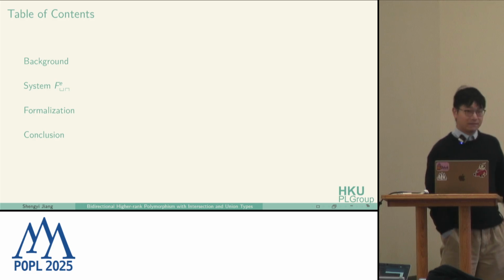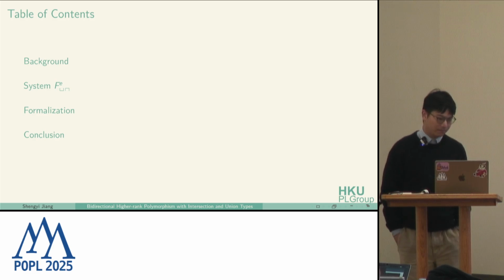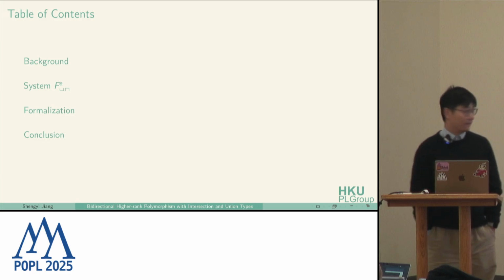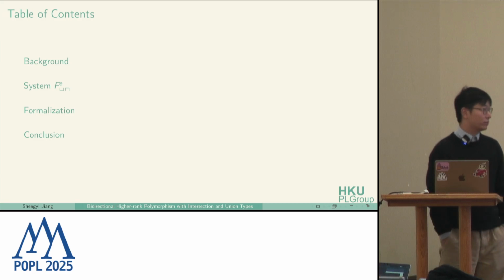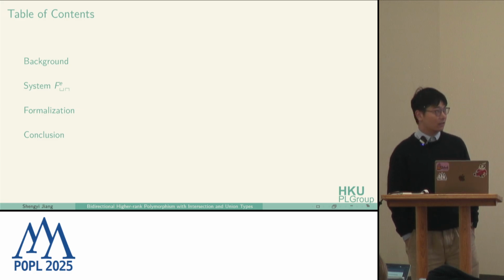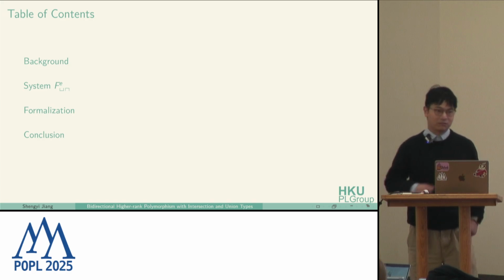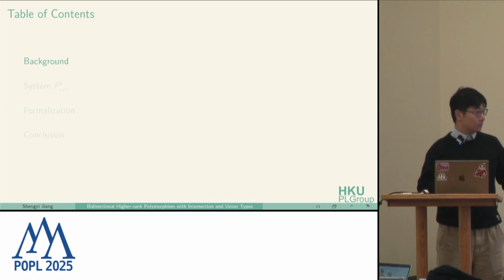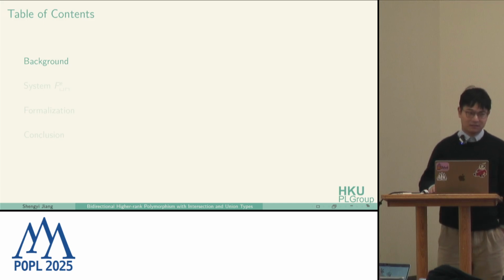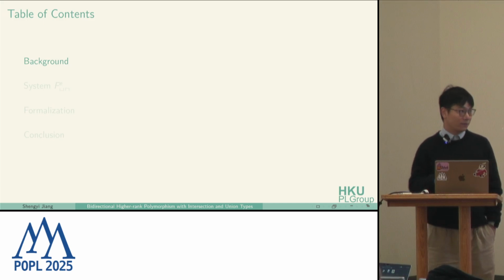So this talk will be divided into 4 parts. The first is a general introduction to the background, and secondly, our system, we call it FEIU. And third part is how to formalize this system, its correctness in the proof assistant, and the last part is the conclusion and summary. So let's first go into the background to introduce some notions and concepts that may not be very familiar to the audience.